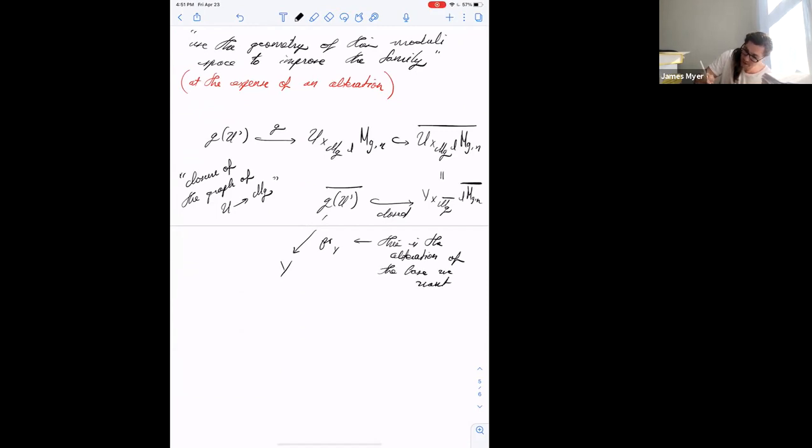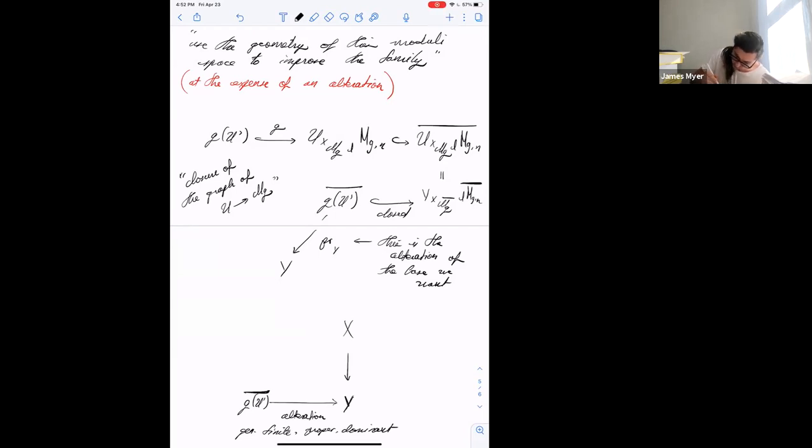Okay, I'm just saying that. And then you say, well, how did you improve the family? Well, the original family lived over Y like this, X over Y. And we just found this new thing, which maps to Y by some alteration, which is a generically finite, proper and dominant morphism. That's what we have now.